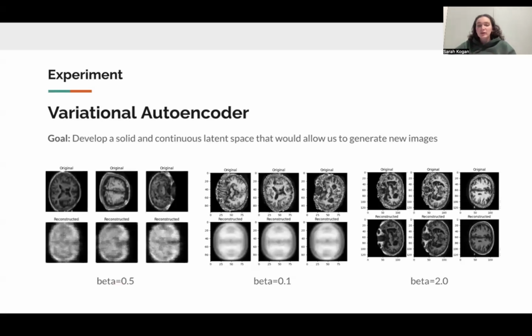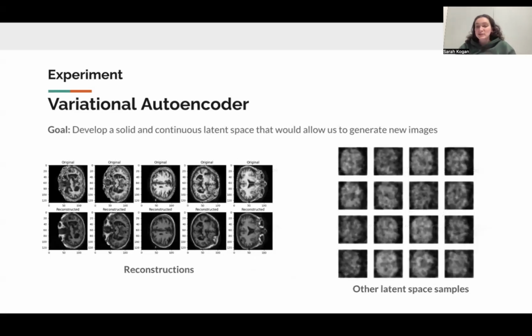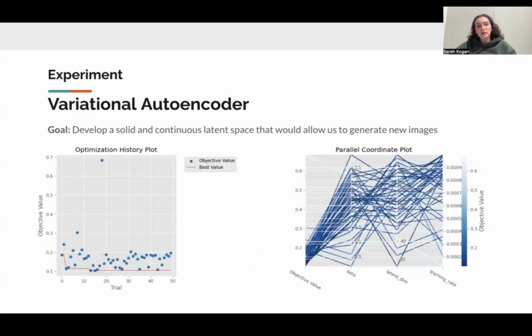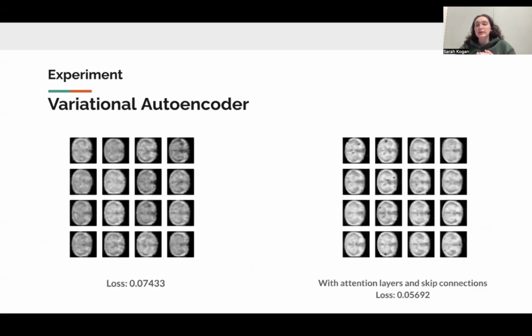And with a beta of 2.0, the reconstructions actually look really, really good, but that's because the reconstruction loss ratio was very high. However, the rest of the latent space samples looked something like this. So as you can see, we're getting bad results because of the imbalance in the ratios. So these are some visuals from the tuning process. And as we continue to balance these, we obtained results that looked more like this. So these are the best losses that we had, around 0.07, with an image resolution of 256 by 256 pixels.